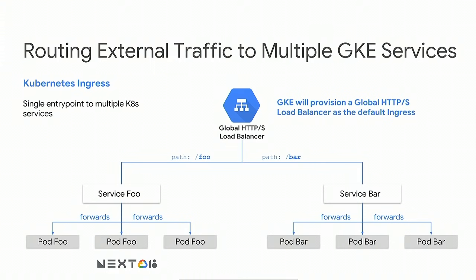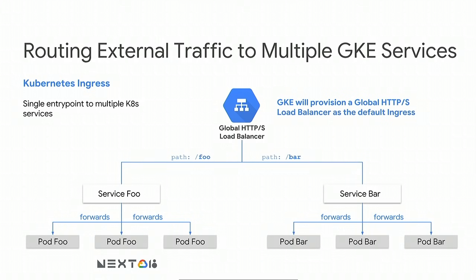Cool. So that's where the Kubernetes ingress object comes into play. In GKE, the default ingress object is actually implemented as our global HTTPS load balancer. And so if you create an ingress object, you'll see here that I have a service foo and a service bar. We're actually able to route users.